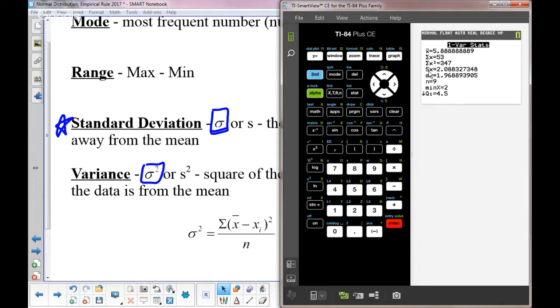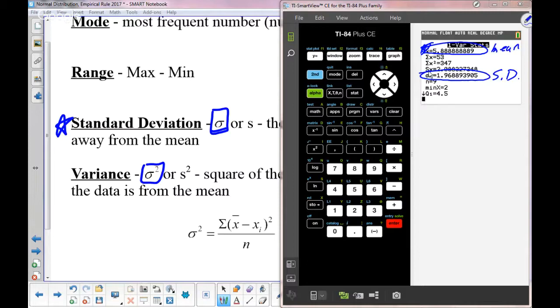So right off the bat, we have this one as our mean, and then we have this one here as our standard deviation. You'll see me rewrite standard deviation a lot as SD. It's the easy way. So my standard deviation here is 1.97. So on average, all my data points are about 1.97 away from 5.89.